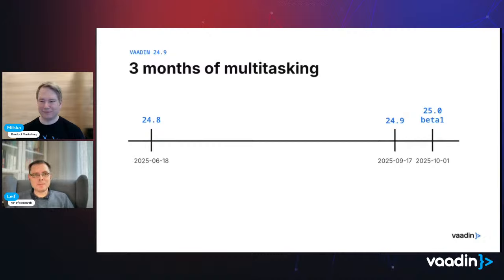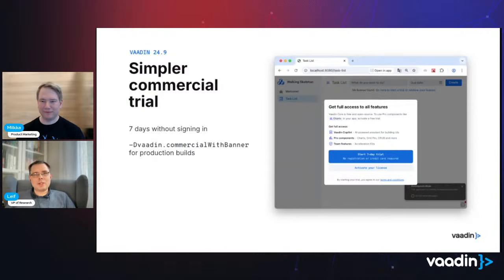We're still missing some things, so we might have to postpone. We'll see about that. But anyways, because of that preparation, we haven't done as many features in 24.9 as in the previous minor releases. But there's still some. So the first thing I want to mention is simplifying how you can try out the commercial Vaadin features.